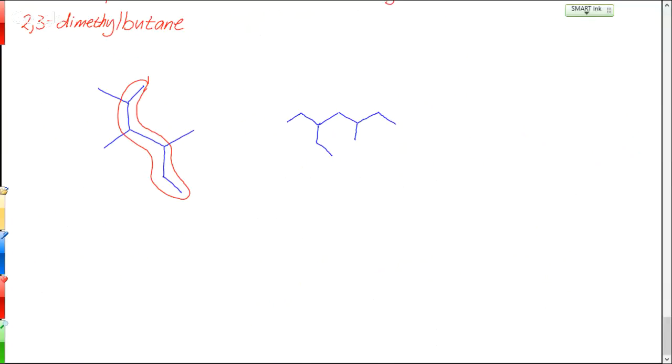So in this case, the best way to number it is to go 1, 2, 3, 4, 5, 6. So I get 6 carbons, which makes it a type of hexane. My substituents are here, here, and here. That's 3 methyl substituents. So 3 methyl means trimethyl. There's 3 of them, trimethyl.